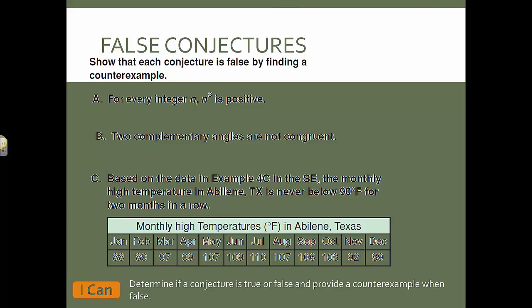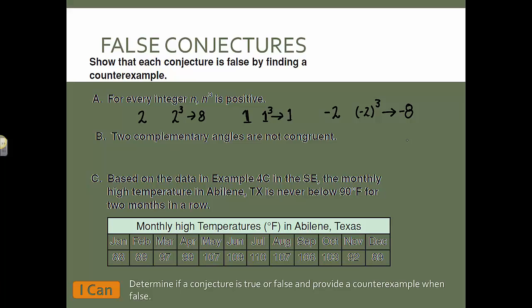So here we go. We have: for every integer n, n cubed is going to be positive. So is that ever true? Sure, it's true. If I choose the number 2 and then I do 2 cubed, that's a positive number. That's 8. If I choose the number 1 and I do 1 cubed, that's a positive number, which is 1. But is that true for everyone? No, I'm going to come up with a counterexample. I'm going to say if my integer that I choose is -2 and I do -2 cubed, my answer is -8. So this counterexample shows that that conjecture is false. I came up with a number for which that doesn't work.